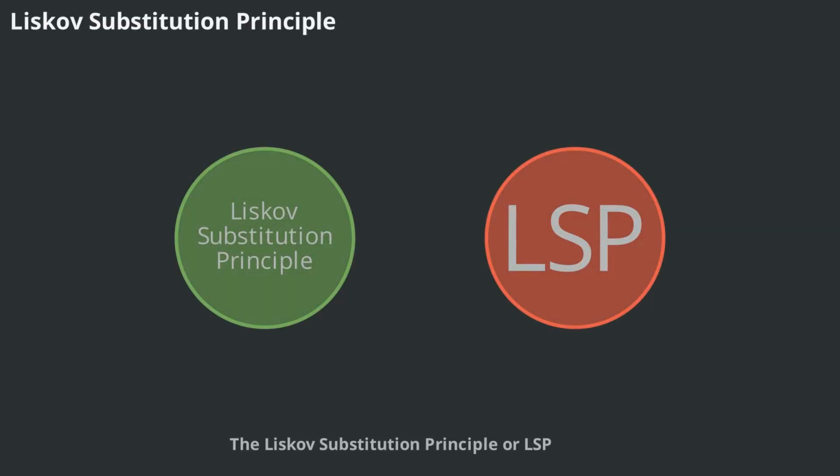The Liskov Substitution principle, or LSP, states that objects of a superclass should be replaceable with objects of a subclass without affecting the correctness of the program. In other words, subclasses should enhance, not break, the behavior of their parent classes. Violating LSP can lead to unexpected errors and fragile code. Let's see how this principle applies in Java.